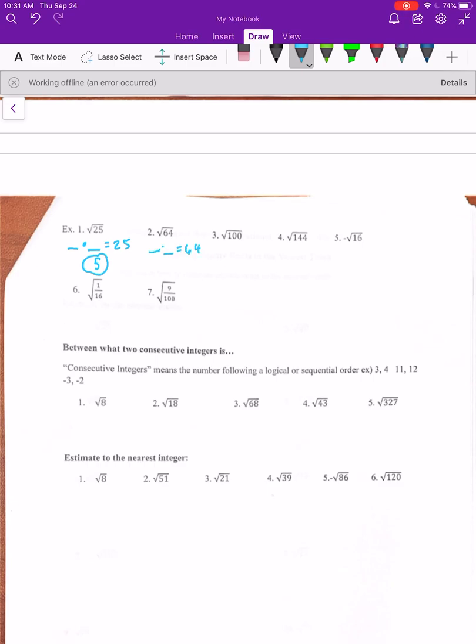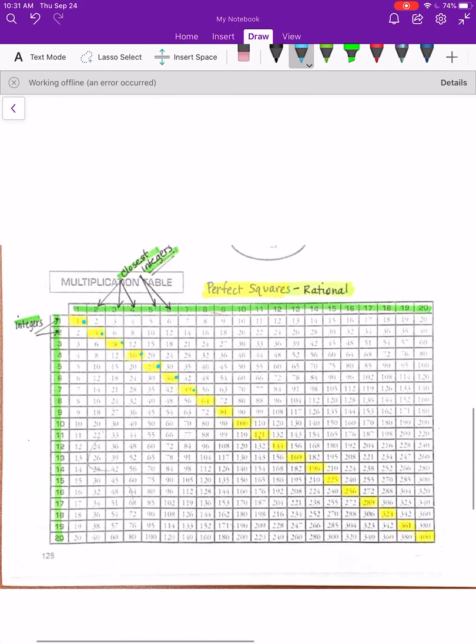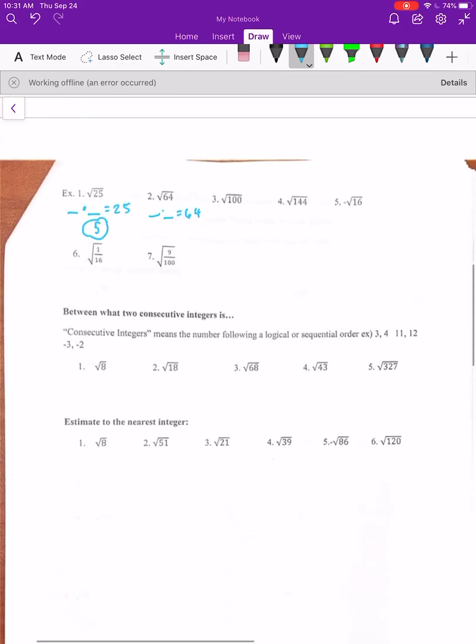So again, if you didn't know, you could find the yellow 64. It's kind of hard to read, but right here it is. And then you trace it up or out, and you can see that it's 8. And so your square root of 64 is 8.